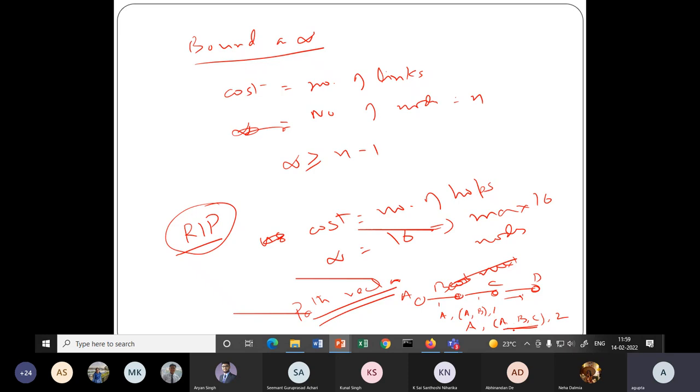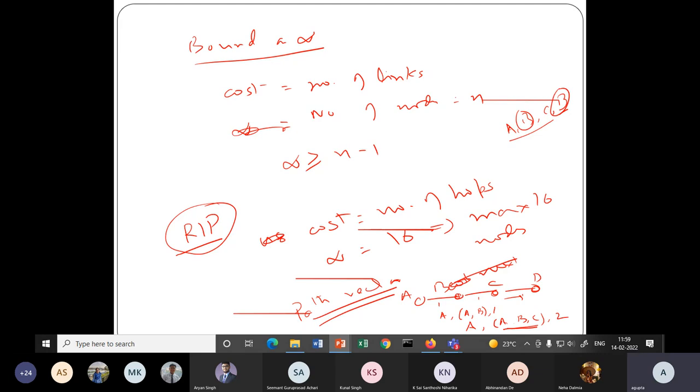Now, since you are sending the entire path, loops become very easy to detect. Because if you get A, B, C, and then B tries to add itself again, we can always see that B has already appeared before.